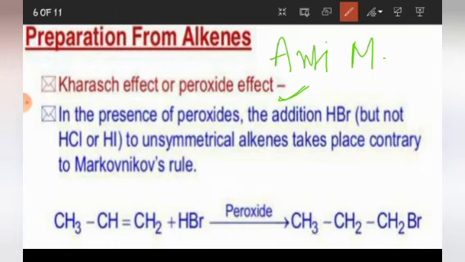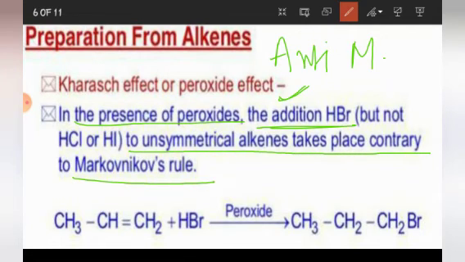What will happen? In the presence of peroxide, the addition of HBr to unsymmetrical alkenes takes place contrary to Markovnikov rule. As I have discussed in the example in the last slide, the major product was different, but in this case the opposite will happen and the major product will be as it is shown. This will be the major product.